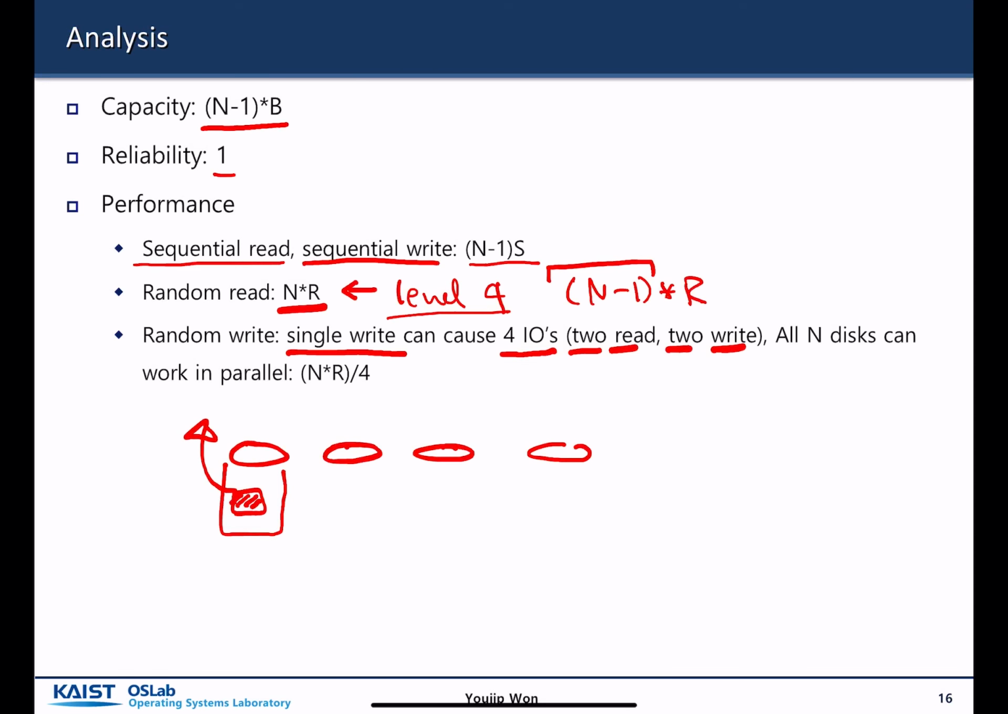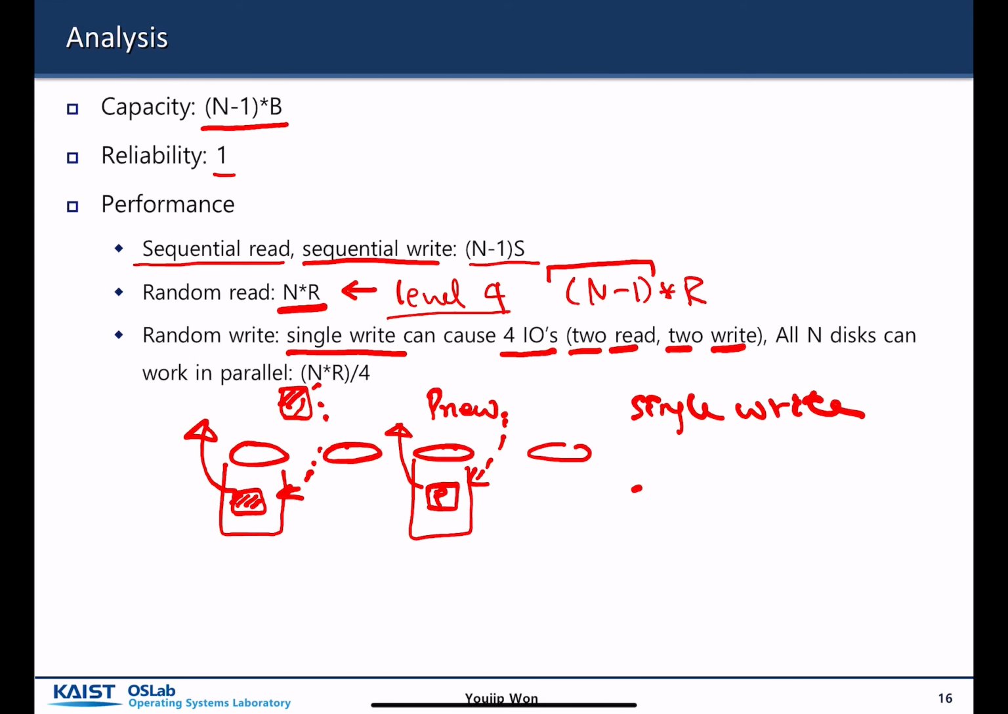And then we have to read the matching parity for the same stripe. And then we update the data block, compute the new parity, and write it back. Okay, so this is the amount of IO that is generated by writing a single data block. So a single write will cause 2 reads and 2 writes.